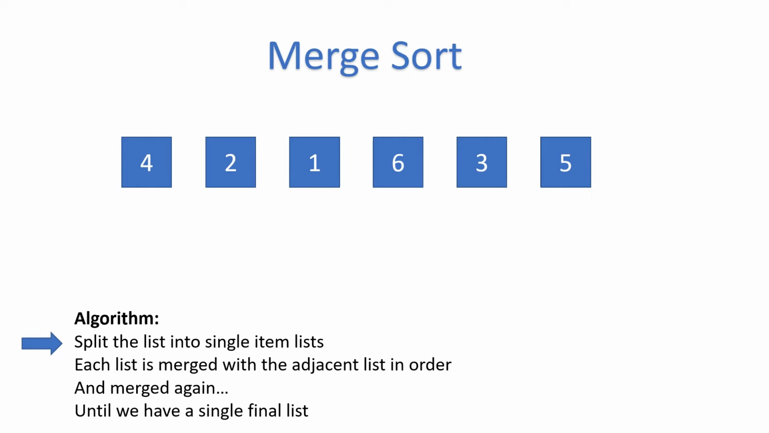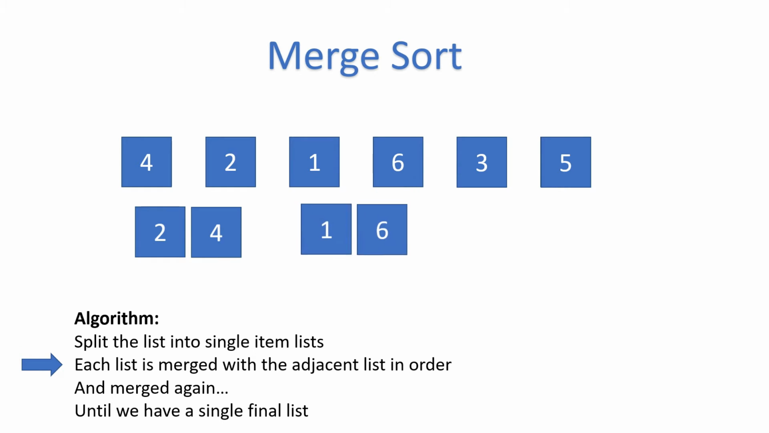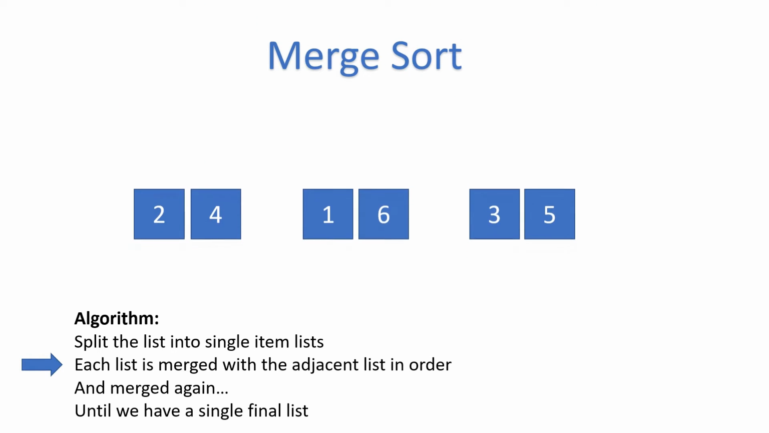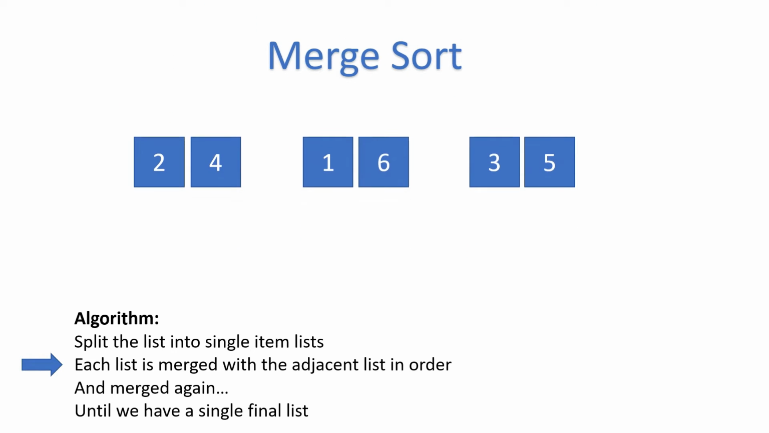What we do next is we merge each list with the adjacent list. So we've got 4 and 2, they merge together, but they merge together in the correct order. Next we have 1 and 6, they merge together, they were already actually in the correct order, and the same for 3 and 5. We now have 3 merged lists. So let's ignore the original ones, just concentrate on our 3 merged lists.